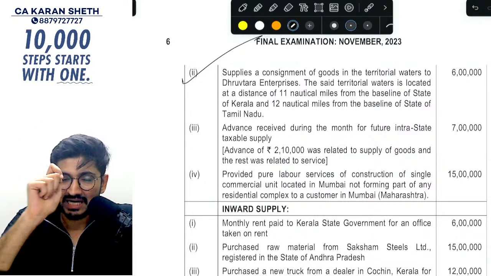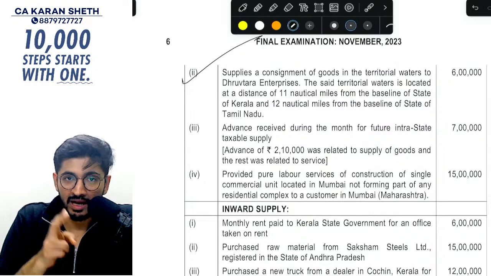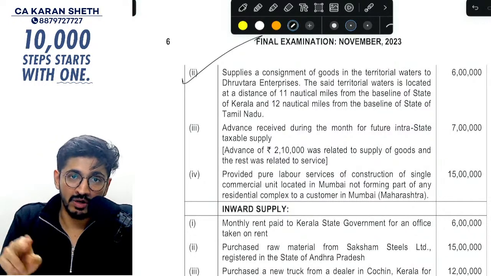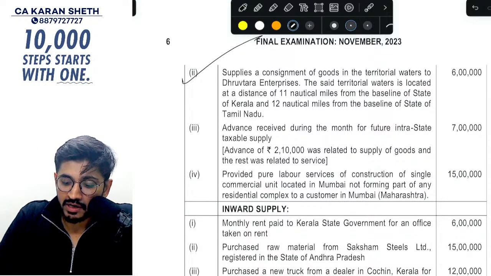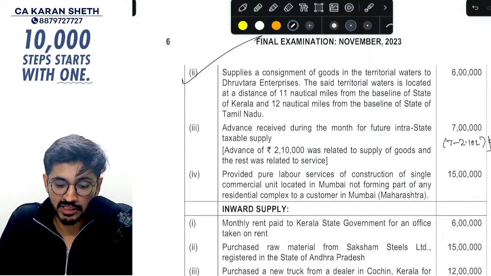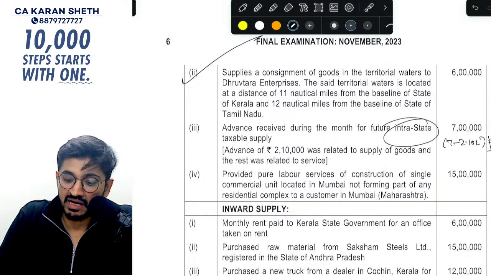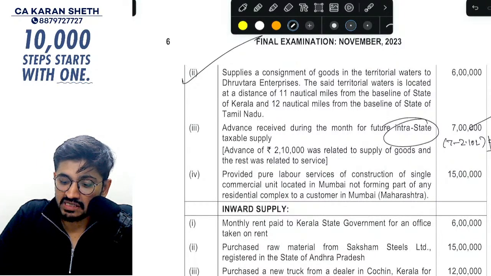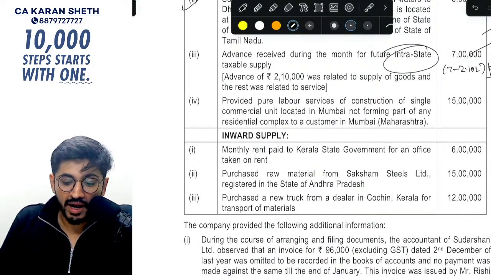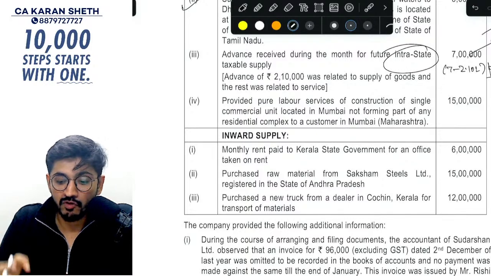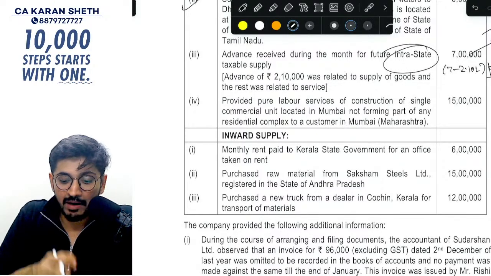In case of goods, the time of supply only triggers when you are either removing goods or issuing an invoice, and at this juncture nothing is happening, which is why you will reduce 2,10,000 from 7 lakh. That will leave you 4,90,000. The 4,90,000, my dear friends, definitely will be subject to GST, and since it's an intrastate supply, it will be CGST and SGST.